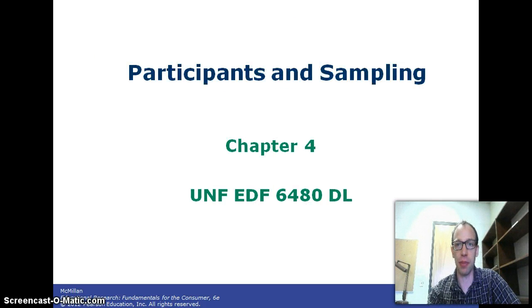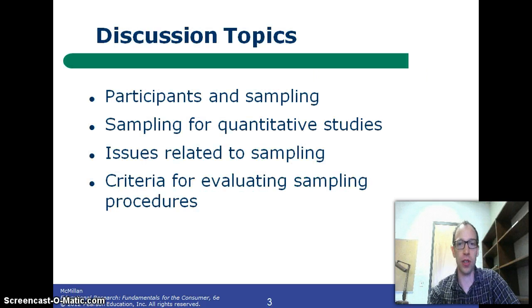Participants and sampling. It's a very important thing, especially in quantitative studies, but really even in qualitative, and we'll talk about that more a little bit later. But we want to go over why sampling is important, how to do it, different types of sampling, and then how you can evaluate what's a good sampling procedure.